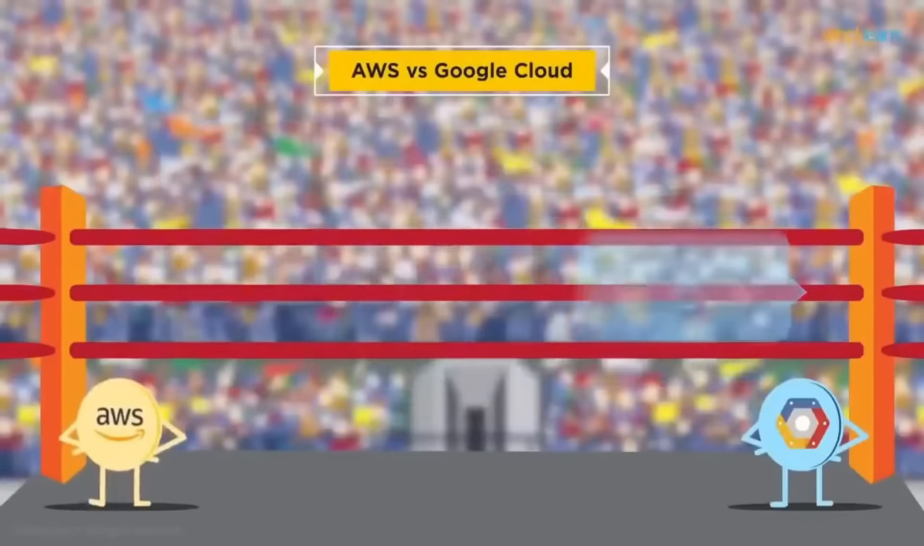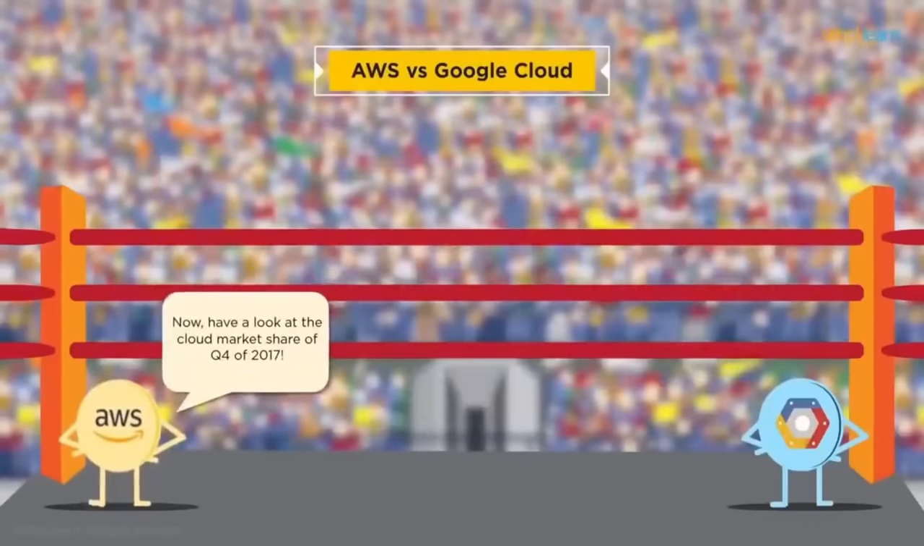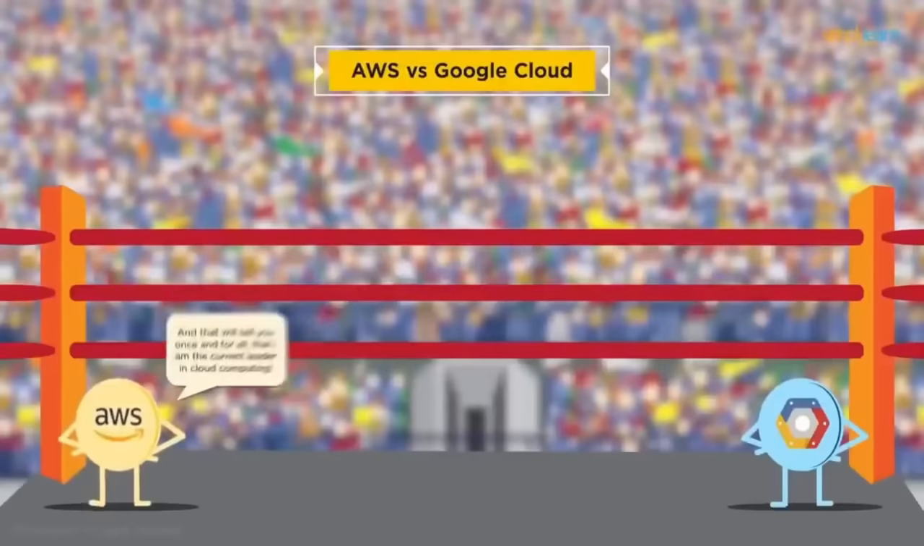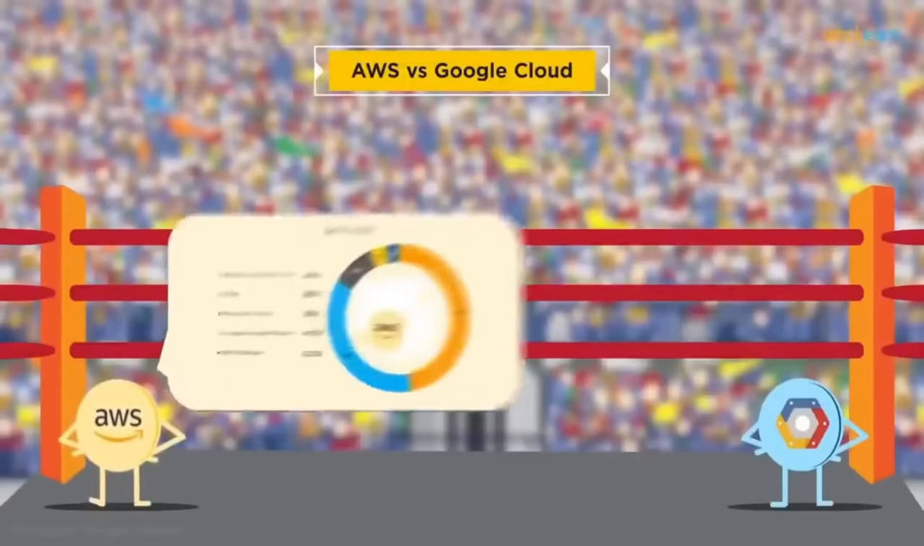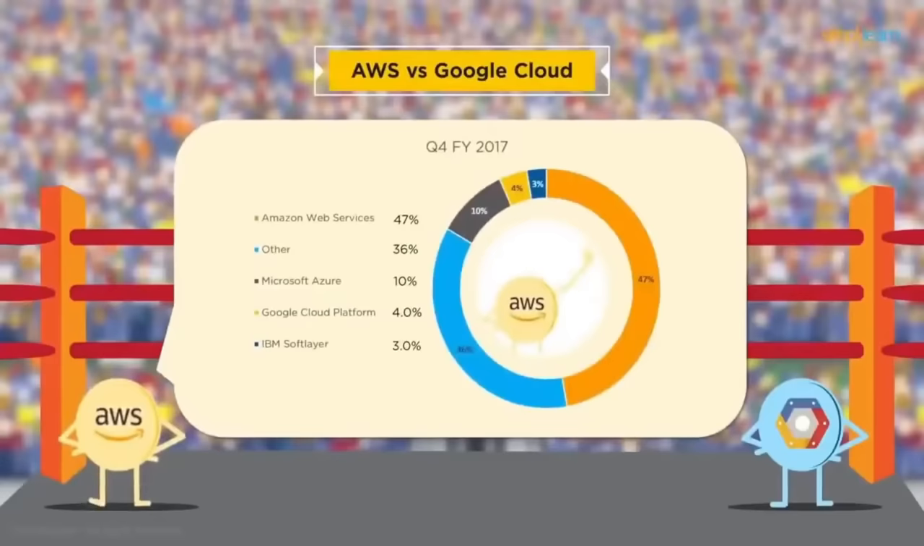Let's look at present day. In fact, let's look at the cloud market share of the fourth quarter of 2017. This will tell you once and for all that AWS is the leader when it comes to cloud computing. Amazon Web Services contributes 47% of the market share. Others like Rackspace or Verizon Cloud contribute 36%, Microsoft Azure contributes 10%, the Google Cloud Platform contributes 4%, and IBM SoftLayer contributes 3%. 47% of the market share is contributed by AWS. You need me to convince you any more?